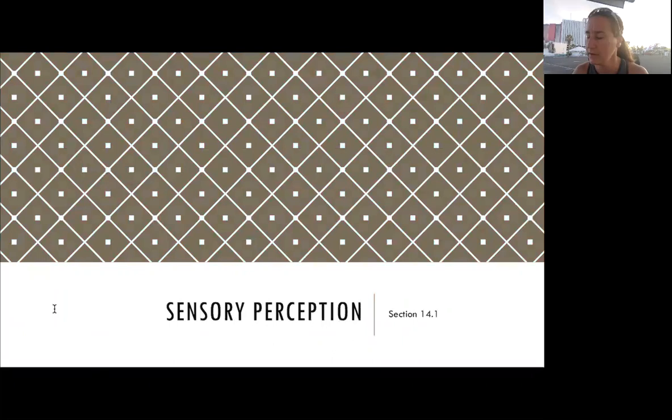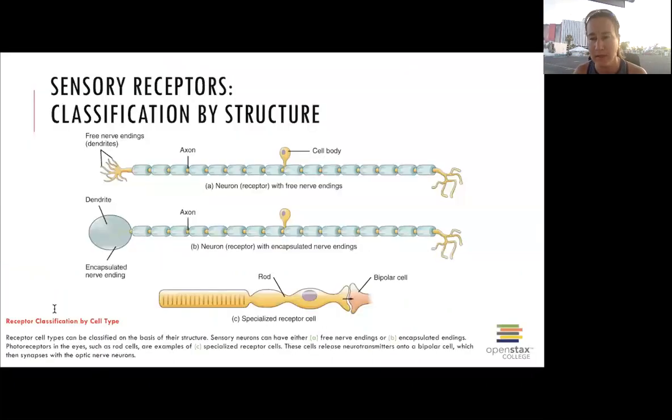We need to talk about first sensory perception. What are the different ways that we figure out the senses? What are those receptors in there? So there's lots of different types. We're going to classify them. The first is the free nerve endings. You can see their dendrites are kind of open and dangly like tree roots.